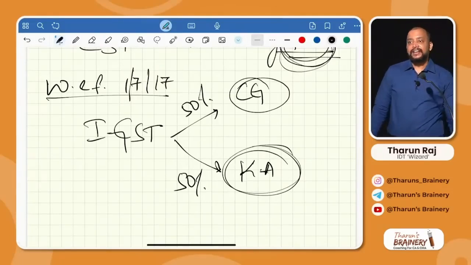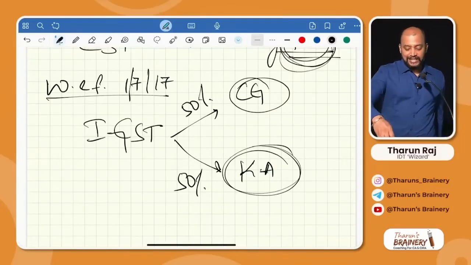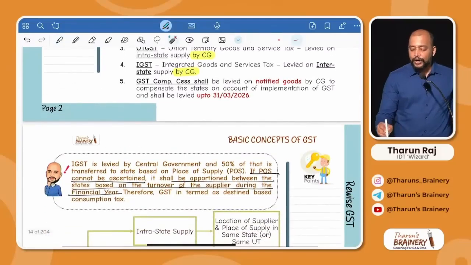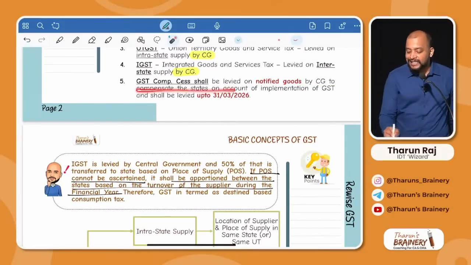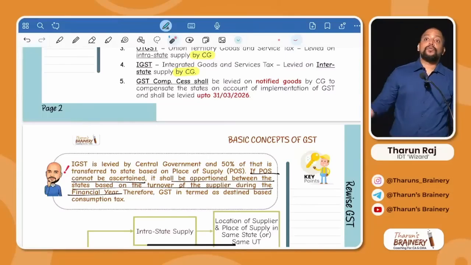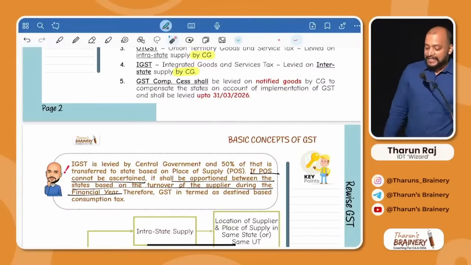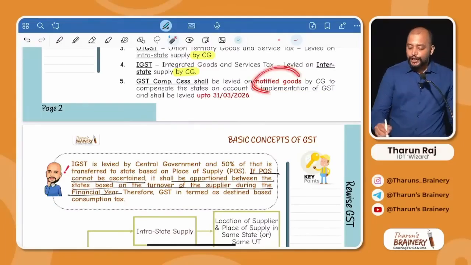Is it clear here? What is the name of the tax? GST compensation cess. This GST compensation cess is levied on notified goods. Who is levying this? Central government. What is the purpose of this? To compensate the states. For what reason do they need to compensate the states? On account of implementation of GST. Are you understanding? Is GST compensation cess levied on all goods or notified goods? Notified goods.